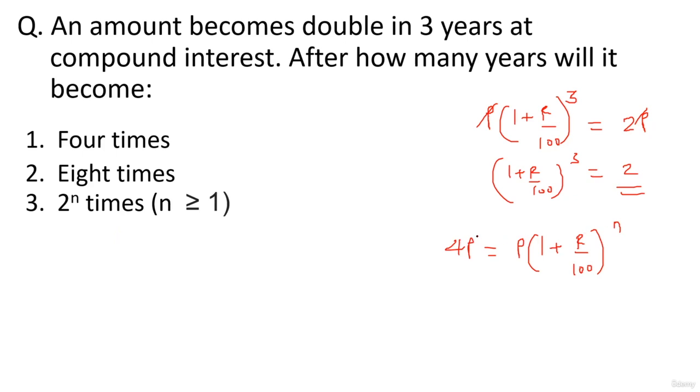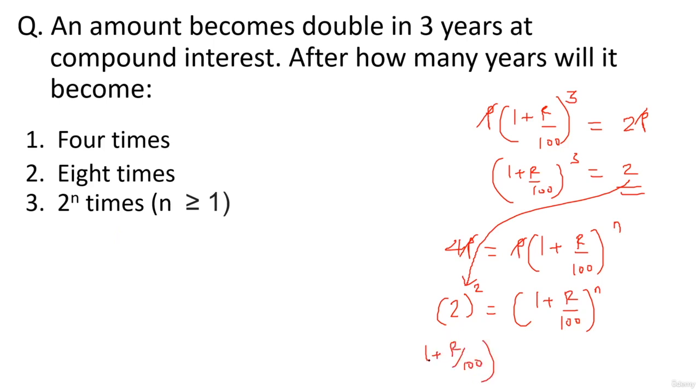Now we cancel out the P on both sides, and we write the 4 on the left-hand side as 2 raised to 2. So 2 raised to 2 will be (1 plus r by 100) the whole raised to n. Now substituting the value of 2 from the given expression, what do we have? We have (1 plus r by 100) the whole raised to 3, its square, is equal to (1 plus r by 100) the whole raised to n. Now by the property of indices, the powers get multiplied, 3 into 2. So (1 plus r by 100) will be raised to 6. That means the value of n is equal to 6.